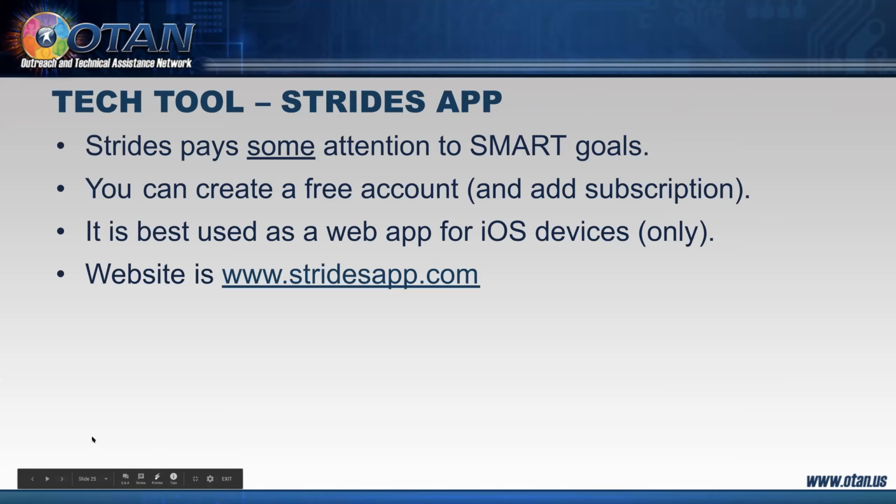Okay, so another app that I've looked at is called Strides. Strides pays some attention to SMART goals, so they have some of the components of SMART goals, not all of them. You can create a free account, and there's also a subscription available. It's built for iOS devices only, so keep that in mind. They have been threatening to overhaul the app. I thought it might have already happened, but it doesn't look like it has yet, but at some point in 2020, they may do what they say they're going to do.